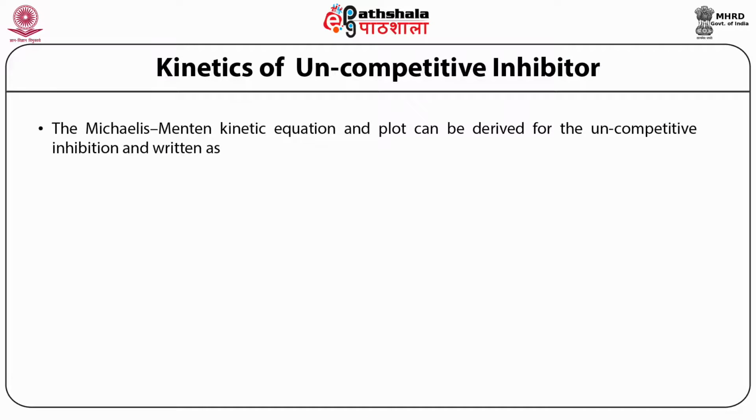Michaelis-Menten equation can also be derived for uncompetitive inhibition. As you know, uncompetitive inhibitor decreases Vmax, it also decreases Km. So you can see in the equation, V0 is equal to Vmax into S divided by Km plus S multiplied by 1 plus I upon Ki. The important point you are going to note here is substrate concentration is multiplied by 1 plus I upon Ki, but Km is not multiplied by 1 plus I upon Ki.